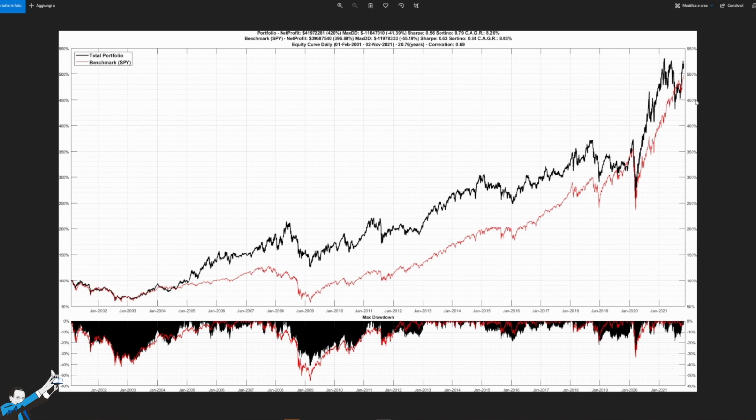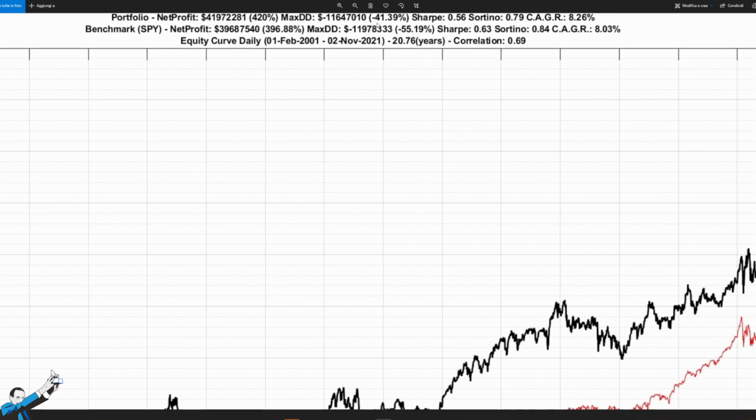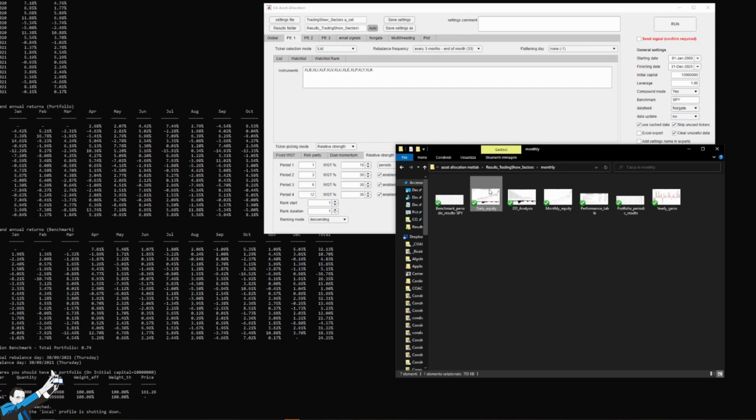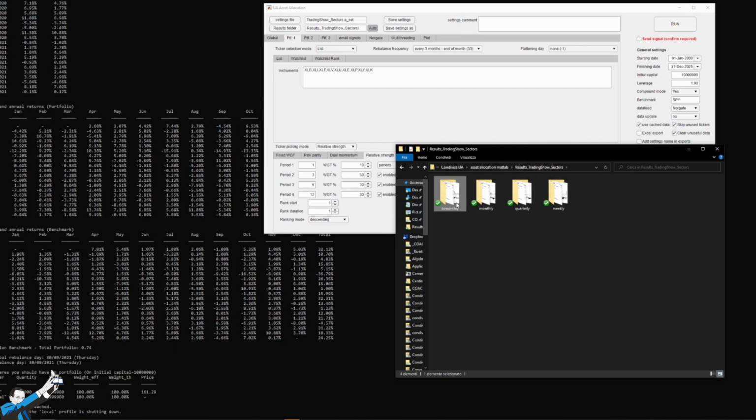In terms of returns, we see that the maximum drawdown is still very high. It touches a maximum peak of 41%, while the maximum drawdown of the benchmark is 55%. As for the annual returns, they're more or less the same. And the difference between applying the strategy or buying and holding the benchmark, so the SPY, is very small. So even in this case, I wouldn't particularly recommend adopting this allocation model.